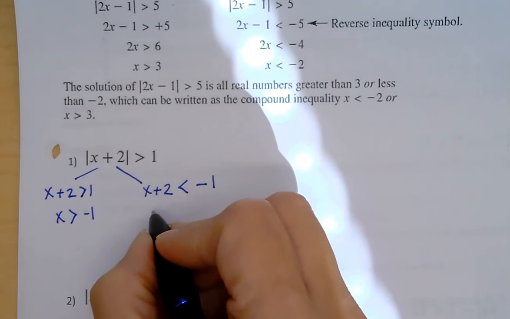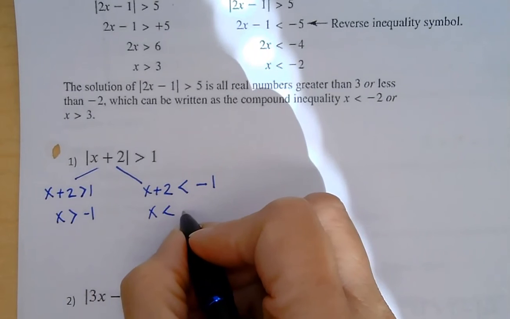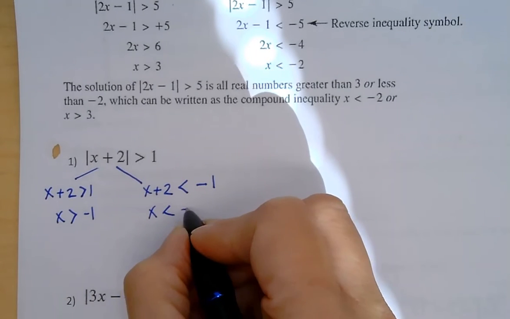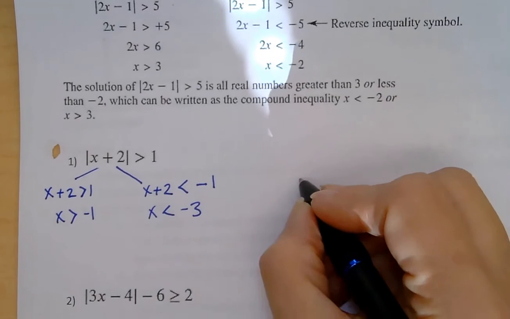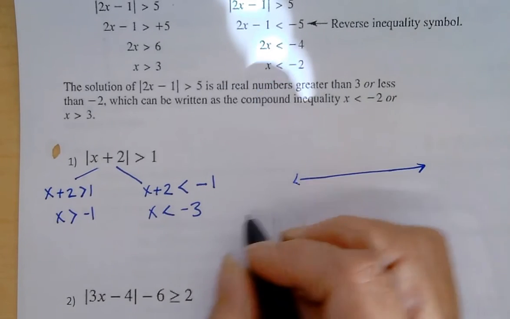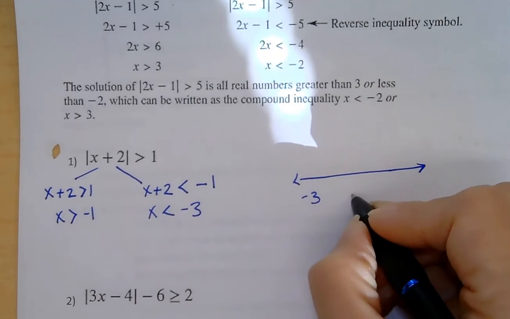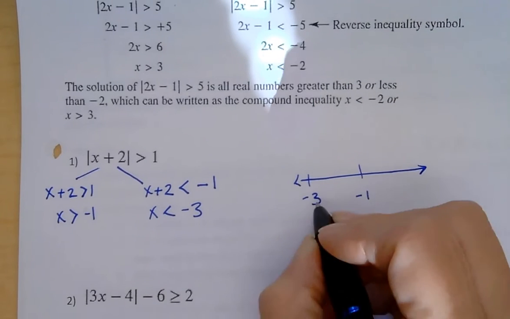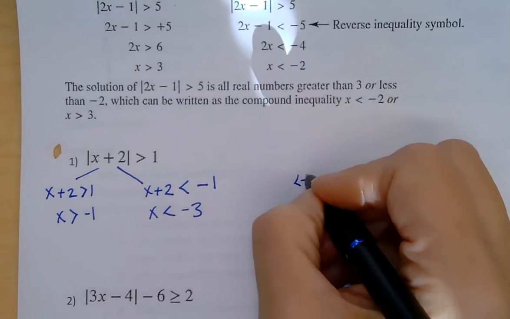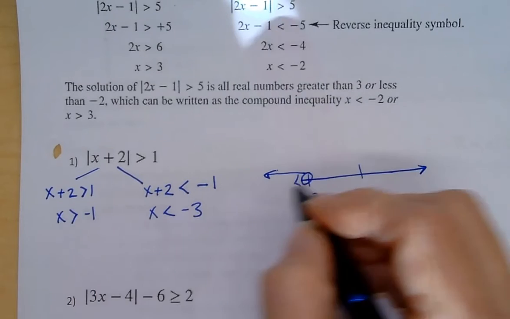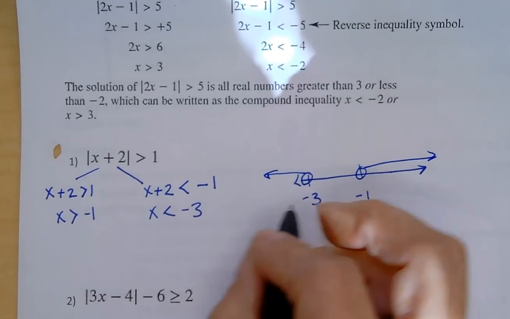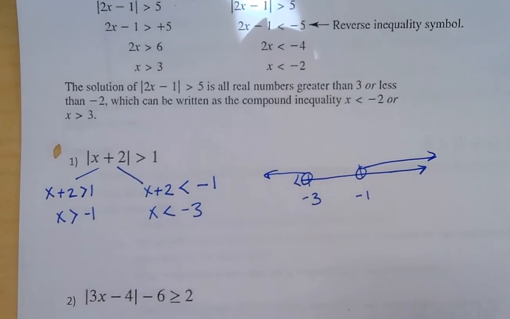I'll subtract 2 from each side, x is less than negative 3. All right, and so this is going to be greater than, I'm going to have an or, which usually means I'm going in 2 different directions. So if this is my number line, my endpoints are negative 3, negative 1, right? So I need x to be less than negative 3. It's going to be going in that direction. And I need x to be greater than negative 1. It's going in that direction. One or the other will work.